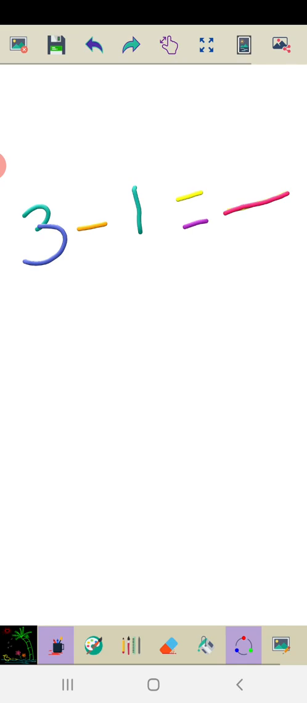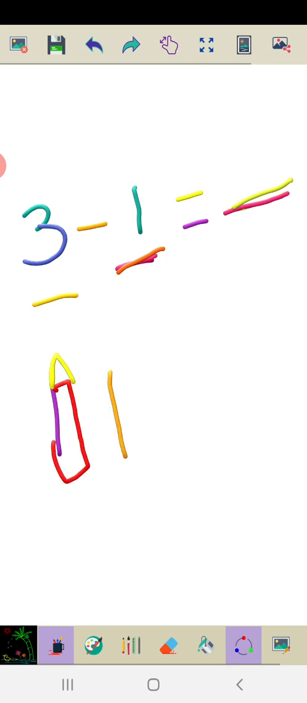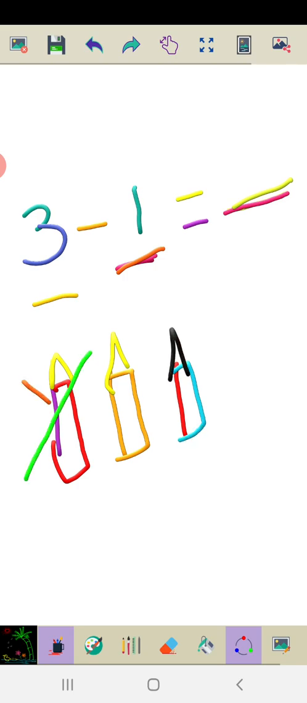So in 3, if 1 is removed, what is the new number it will become? What will the 3 become when I am removing 1? So 3 means, for example, there are 3 pencils. In these 3 pencils, 1 is removed. What do you mean by 1 is removed? This 1 pencil is cancelled. How many pencils are left? 1, 2. So this is 2.